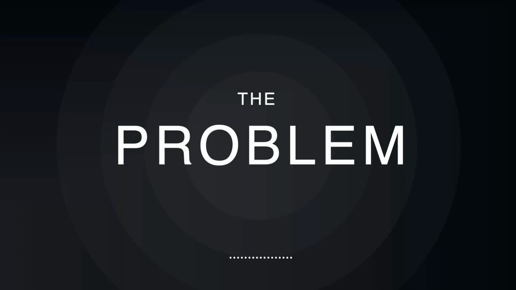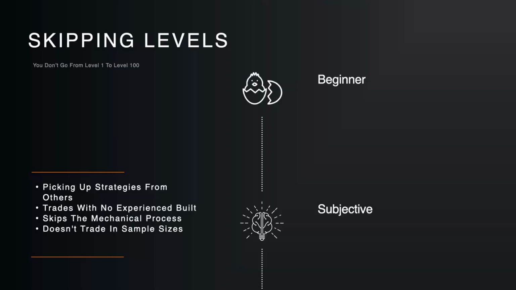The problem is most beginners start to skip levels, right? Most traders in general, and this is something that I've noticed, go from beginner to subjective thinking, right? If you look at it in a video game, you don't go from level 1 to level 100 without going from level 1 to level 2 to level 3, level 4. But we make this mistake all the time in trading. And I'm going to go over some common examples.